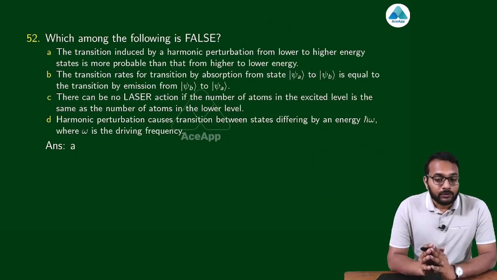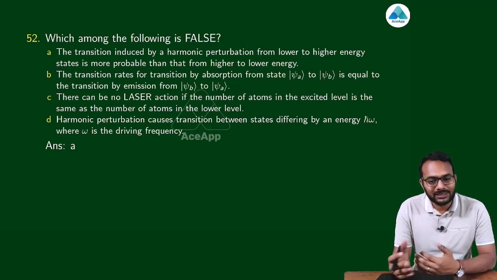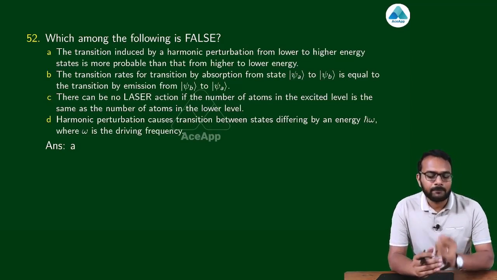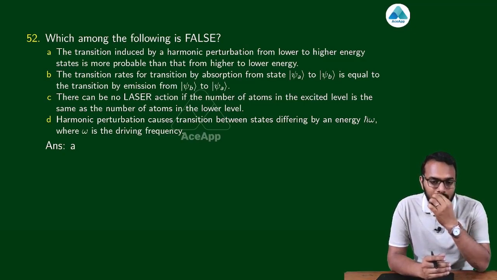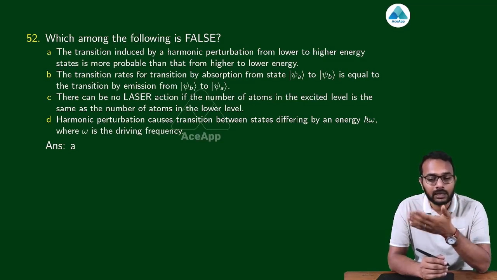Which among the following is false? Again, it is asking which one is false. So we hope to see some true statements, which will be helpful. The transition induced by harmonic perturbation from lower to higher energy states is more probable than that from higher to lower energy.